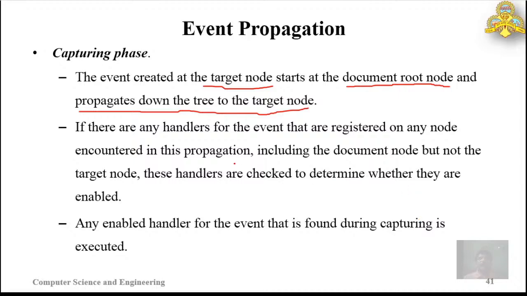During that propagation, if those nodes have event handlers and those event handlers are enabled to propagate, then all those event handlers are also executed. That means even though the event is generated at the target node, if a similar event is enabled for its parent, then its grandparent node, and likewise if you reach up to the root node, and if they are all the same events and all enabled, then all those event handlers are executed.